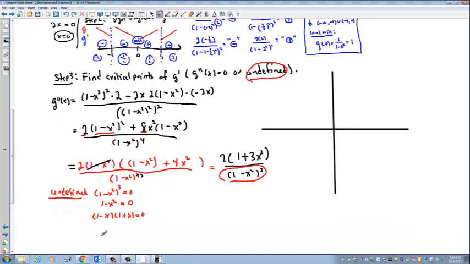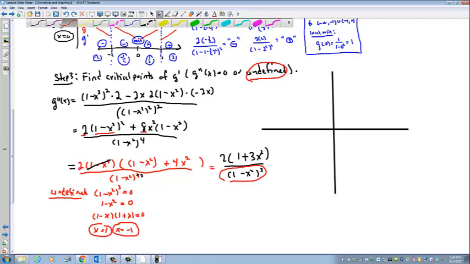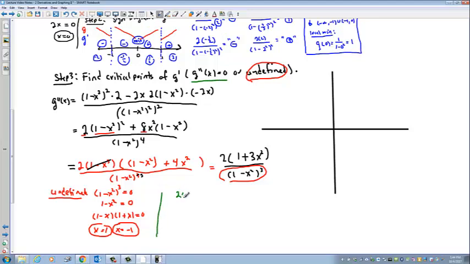And so what do we get? We get 2 critical points for f prime, x equal 1 and x equal negative 1. And then the other possible critical points happen when the second derivative is equal to 0. So let's do that. Let's set this equal to 0. So 2 times 1 plus 3x squared, all divided by 1 minus x squared quantity cubed is equal to 0.